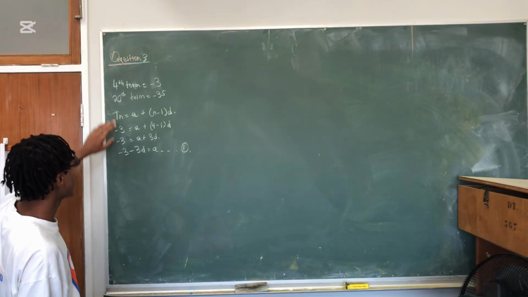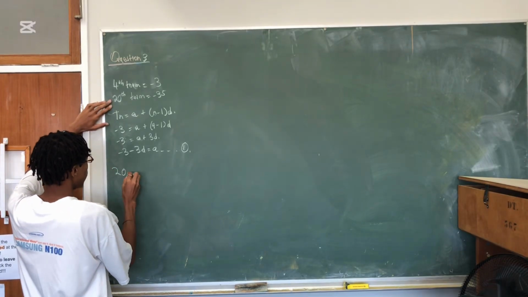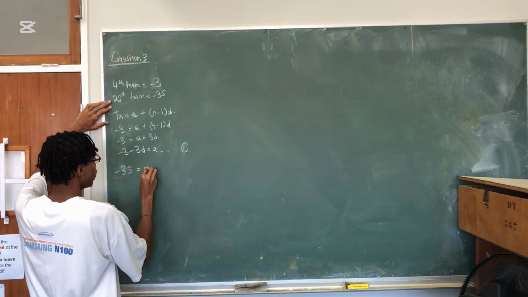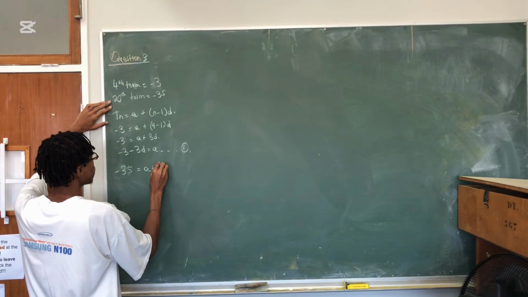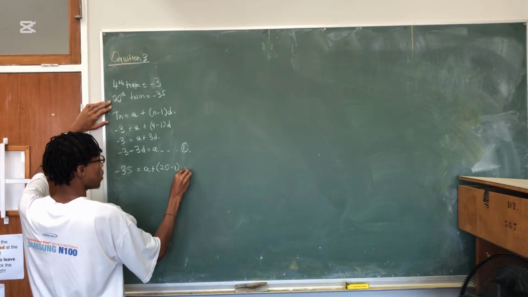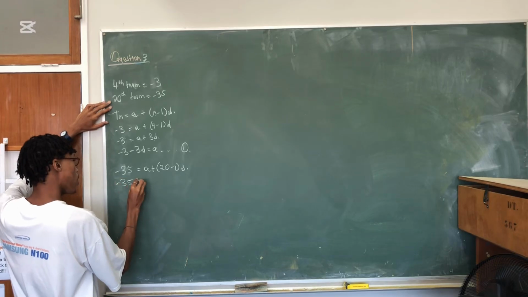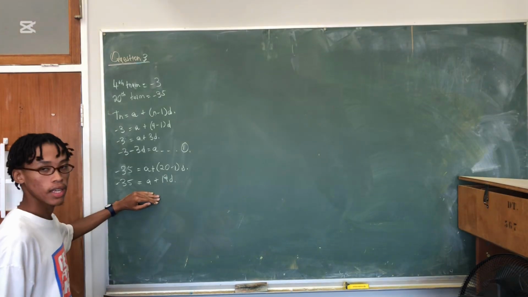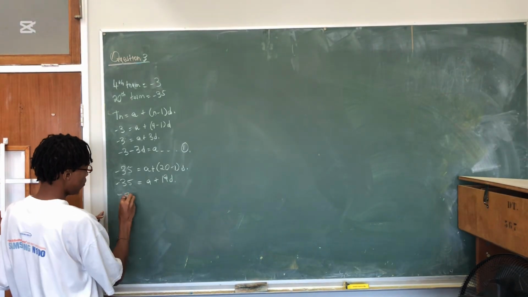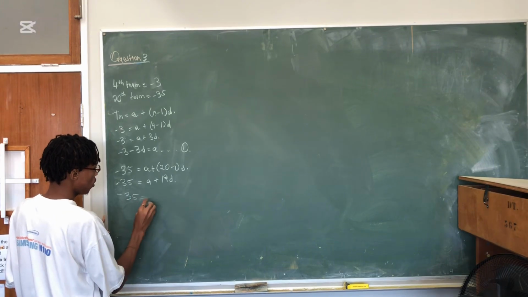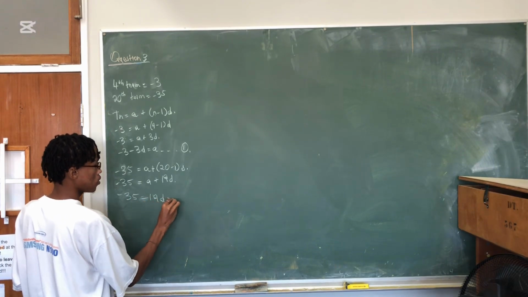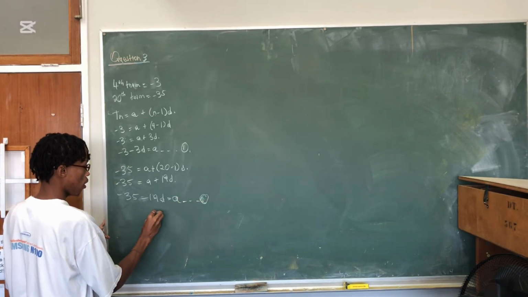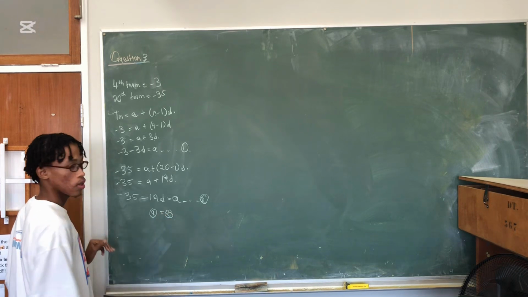For our second equation, we're going to insert the 20th term: -35 = a + (20 - 1) multiplied by the difference. So -35 = a + 19d. We want to make a the subject of the formula: -35 - 19d = a. That's our second equation. Therefore, our first equation will be equated to our second equation.